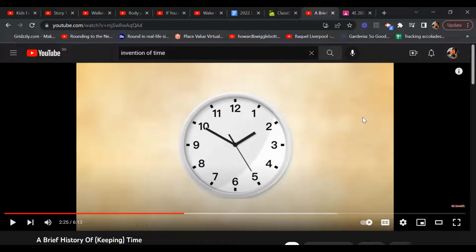Why are both correct? Because 12 midnight is the end of the day of 22nd September 2022. At the same time, it is also the start of a new day, 23rd September 2022. Can you understand that? Alright, so that's it.